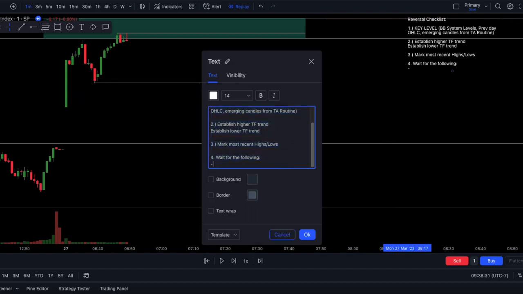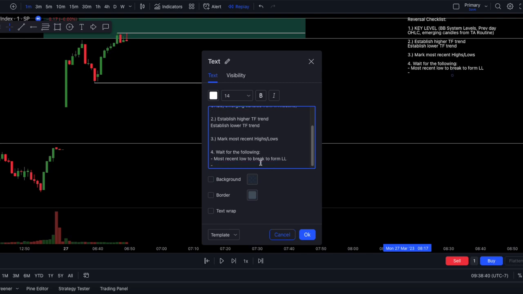We're going to wait for that most recent low that we marked to form a lower low. And then once that happens, we're not entering on that initial breakout. We're going to actually wait for the low to be retested, or a 50% to 61.8% retracement of the move that broke the low.